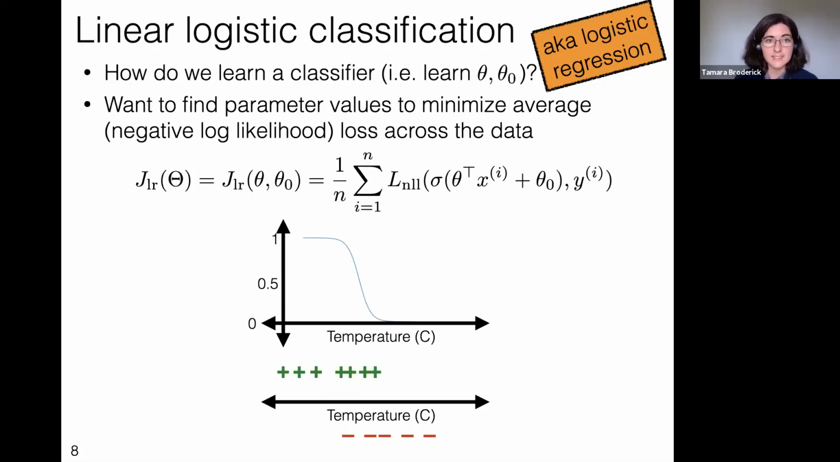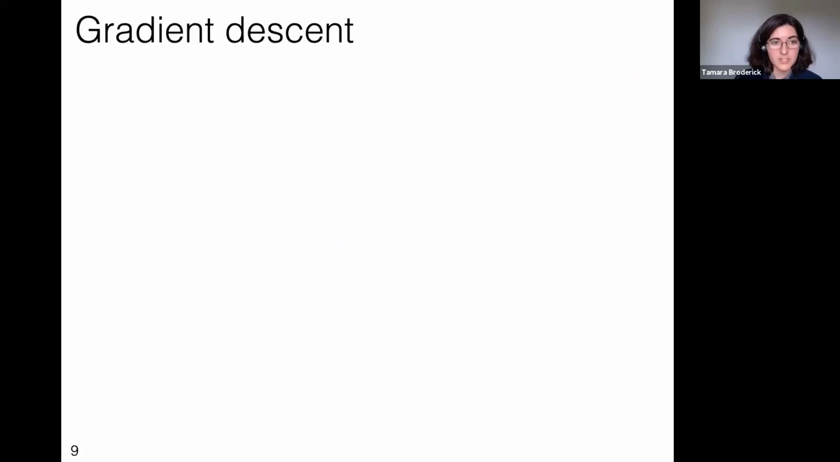And so what we're going to do on the next slide is make that idea a bit more precise, but we're going to talk about more general functions, and then we're going to come back to logistic regression. So basically, we have this linear logistic classification, this logistic regression setup, this thing that we want to minimize, and now we're going to talk about a tool for minimizing functions that we can apply to this, but it's going to be a much more general tool. And that tool is called gradient descent.